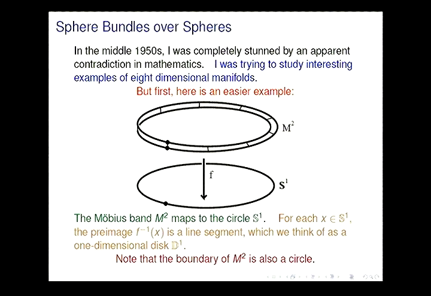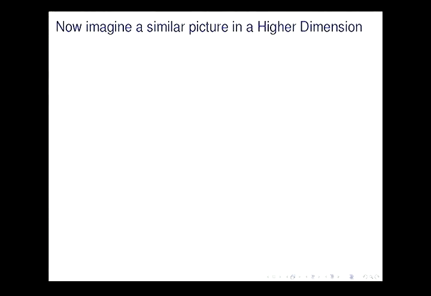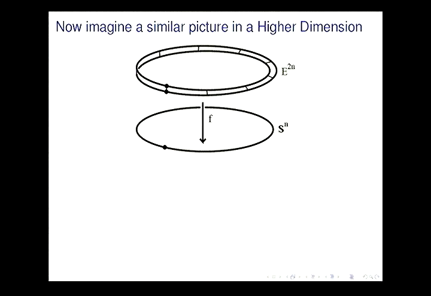Well, that's to illustrate the kind of thing I want to talk about, but I need it in higher dimensions. Unfortunately, I can't draw a picture of a higher dimensional manifold, so I've just used the same picture. But now you're supposed to imagine that down here we have an n-dimensional sphere, and up here we have a 2n-dimensional manifold, and we have a mapping down, with the property that over each point here we have not an interval but an n-dimensional disk.